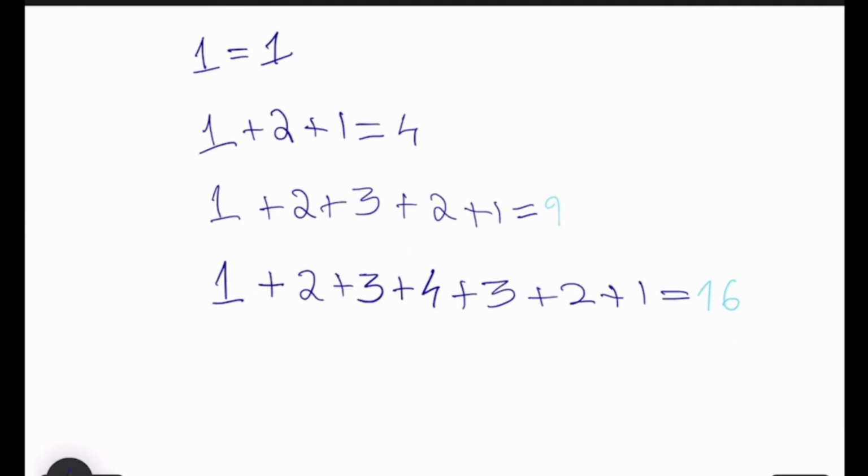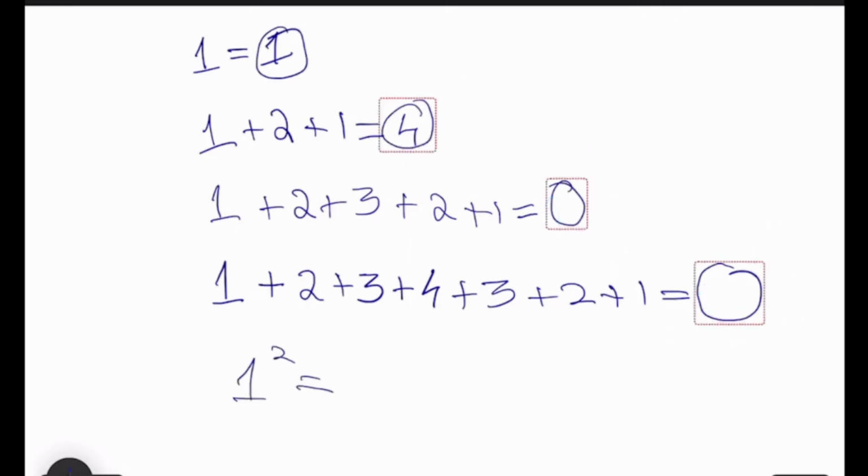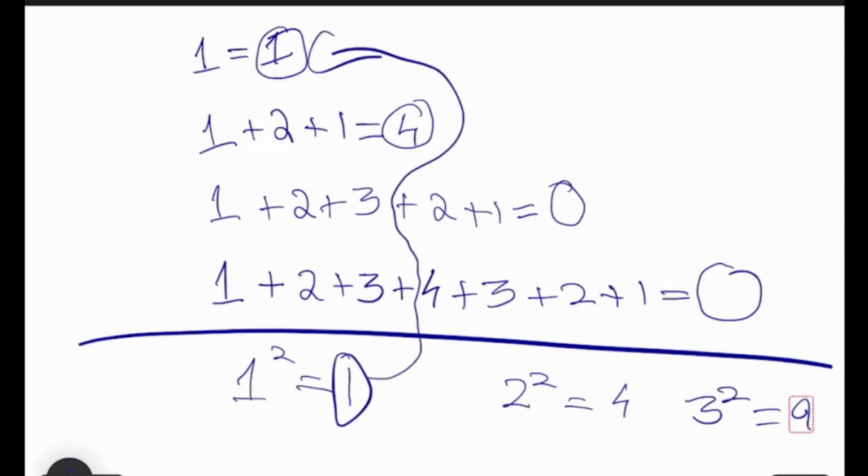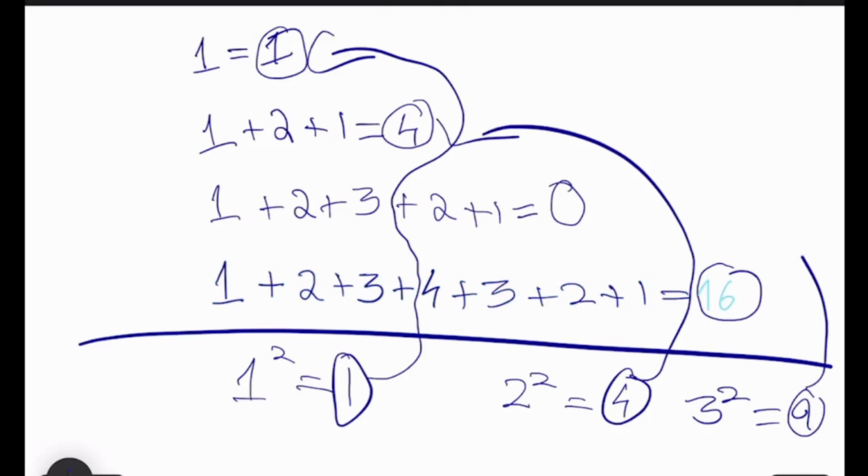Now you see: 16, 9, 4, 1. 1 square is equal to 1. Let's draw a line. 2 square is equal to 4, and then 3 square is equal to 9. You see, these all are matching. 1 square is 1, 2 square is 4, which matches this. 3 square is 9, which matches this. Oh, one second, I think I made a mistake. 9, okay, it matches.